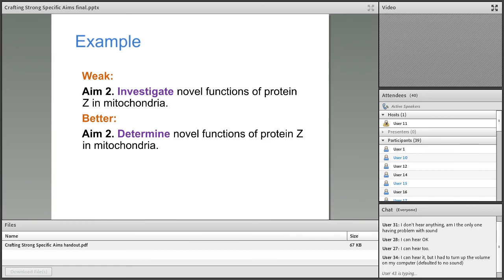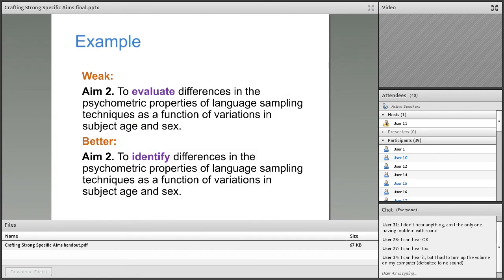We talked earlier about designing aims to have clear outcomes or endpoints. To show that you've done this, when writing the aim statements, choose verbs that suggest completion.